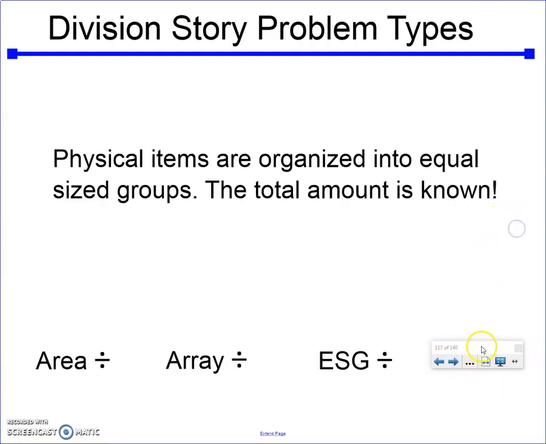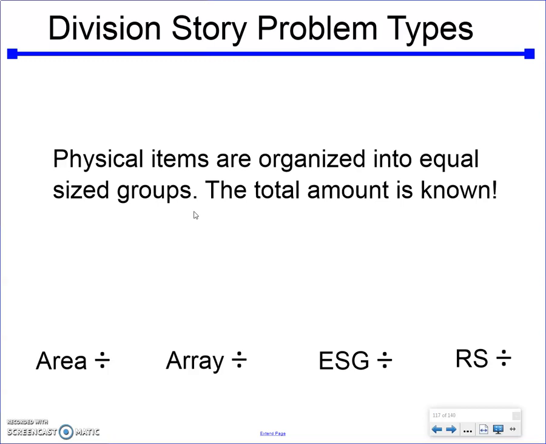So third grade, we're going to go ahead and look at some division story problems. We're going to look at a description of some division story problems, and you're going to decide based on what it says is happening if it's an area division, an array division, an equal-sized group division, it says ESG on the screen, or a repeated subtraction division, again it says RS on the screen.